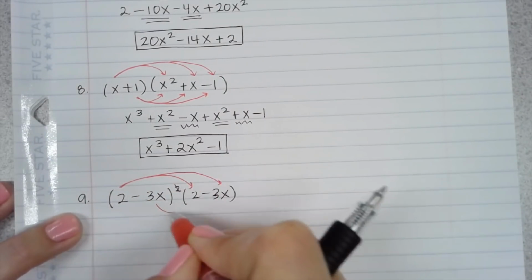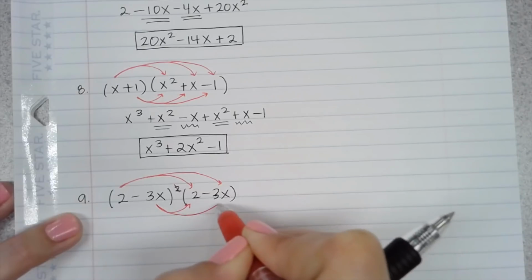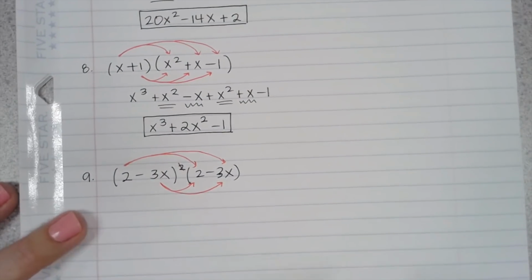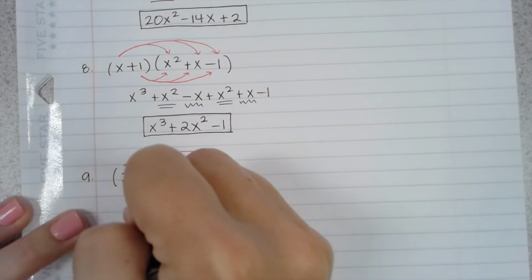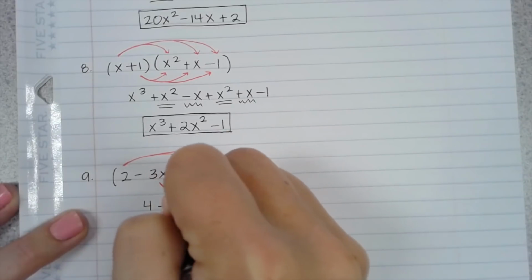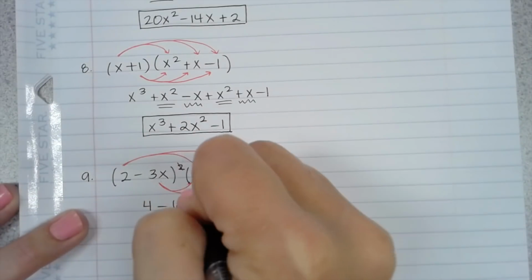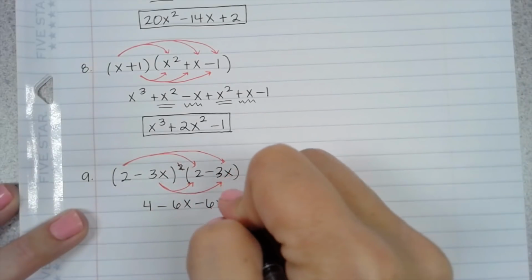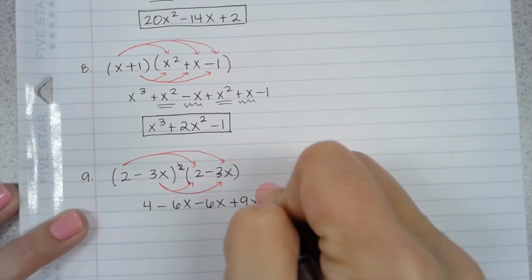and then I'm going to remember to go through and do my FOIL. You can also use the pattern that you learned in class for this if you remember what the pattern is for multiplying these out, but you can multiply it out this way too. So 2 times 2 gives me 4. 2 times negative 3x is negative 6x. And then here on the inside, I'll have another negative 6x. And then negative 3x times negative 3x gives me positive 9x squared.